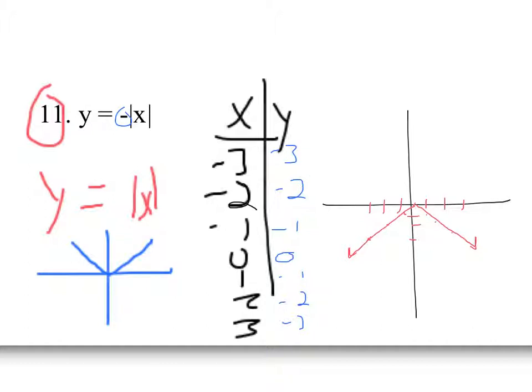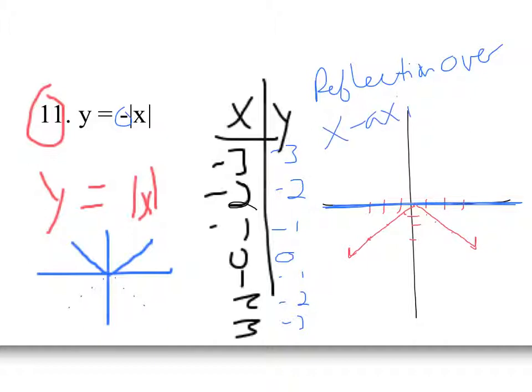How's it described then? Well, we would use terms like a reflection, because it looks like the same thing, but it's just reflected. So we would say a reflection over the mirror. In this case, the mirror is the x-axis. So a reflection over the x-axis is good enough.